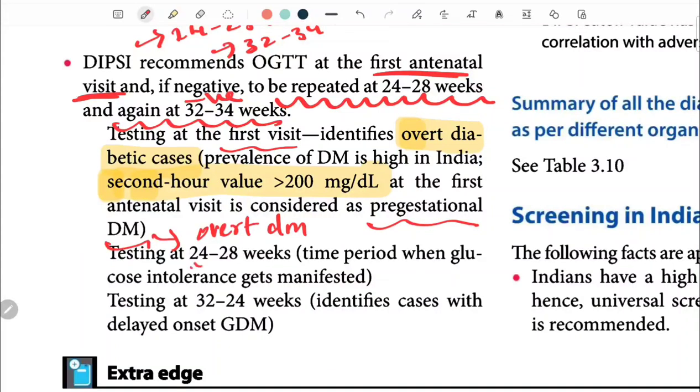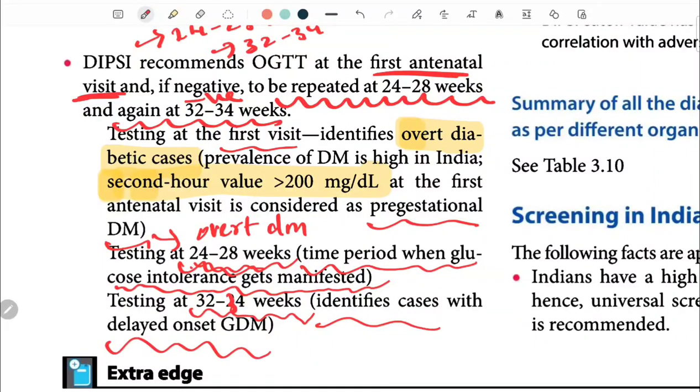Testing between 24 to 28 weeks is the time period when glucose intolerance actually gets manifested, and testing at around 32 to 34 weeks identifies cases with a delayed onset of GDM.